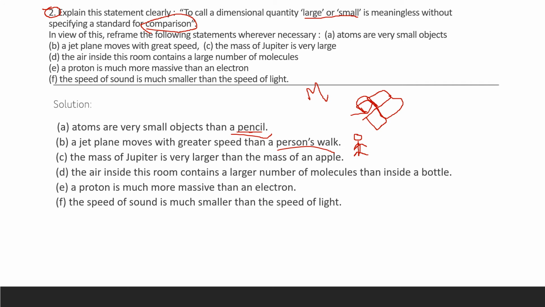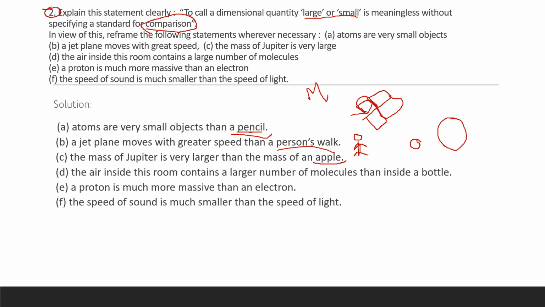Third one, the mass of Jupiter is very large. This is my favorite thing about space. So the mass of Jupiter is greater than, for example, the mass of an apple. You can compare it: Jupiter's mass is larger than Earth's, or larger than Venus, Mars, anything you can get.